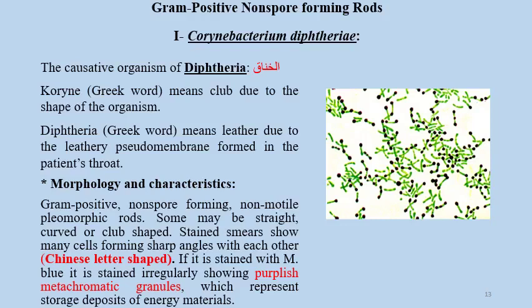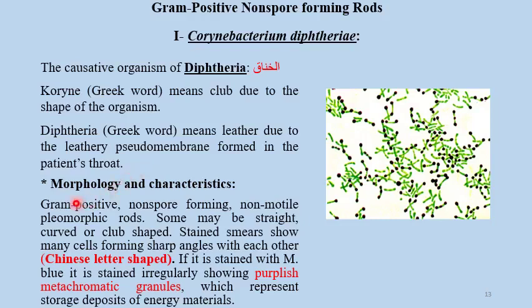As we see here, the organism is rods, but at the end of the rod there is a part which is bulging, شوية تخينة في الأطراف. This bulging or this shape is called club shaped. الدفتيريا بقى, the word diphtheria is also a Greek word which means leather, يعني جلد, due to the leathery pseudomembrane which is formed in the patient's throat. اللي هي هنشوفها of course in the symptoms of the disease.